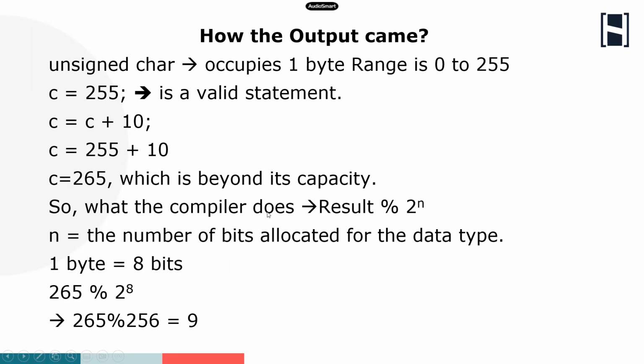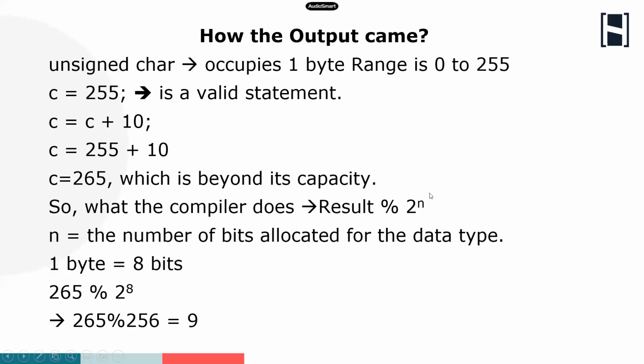So when it is going beyond the capacity, what is my compiler going to do? The compiler is going to apply a modulo operation. Whatever is the result, here in our case my result is 265, whatever is the result, modulo 2 to the power n. This is the background formula my compiler is going to use.